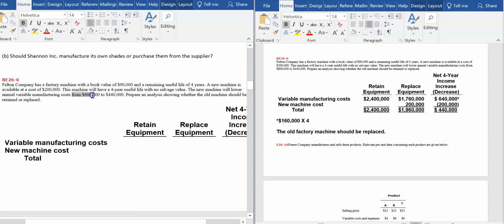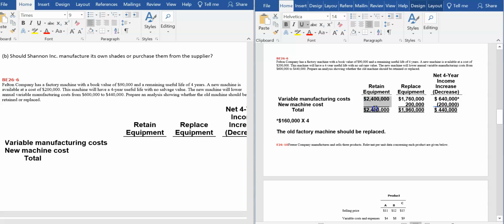If they choose to keep the old machine, their annual operating costs are $600,000, $600,000 for the next 4 years. Operating costs of the old will be $2.4 million. The operating cost of the new are $440,000 over 4 years, or $1,760,000. In addition to the operating costs, if they go with the new machine, they will have to purchase it. So there's an additional $200,000 to purchase the new machine.